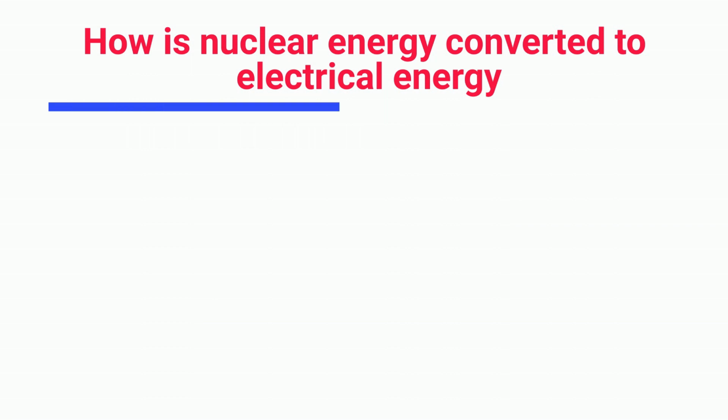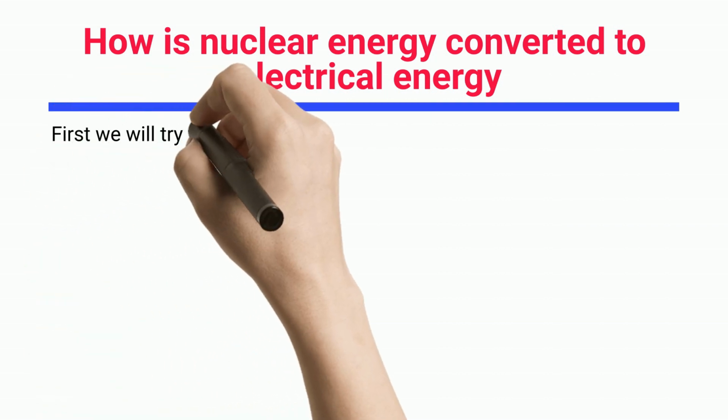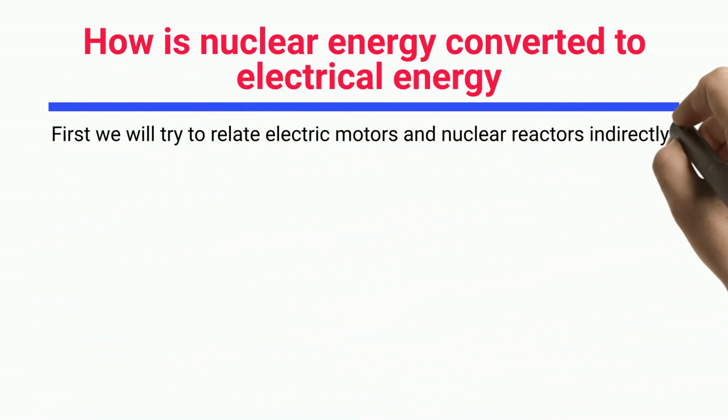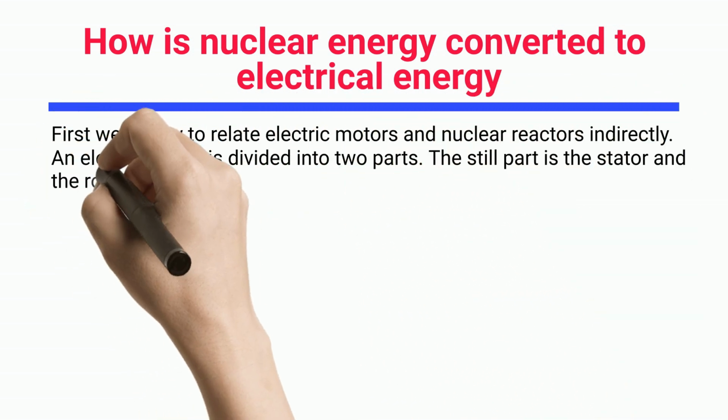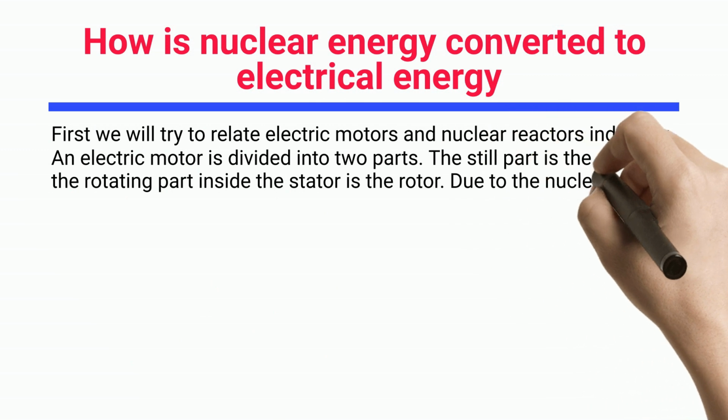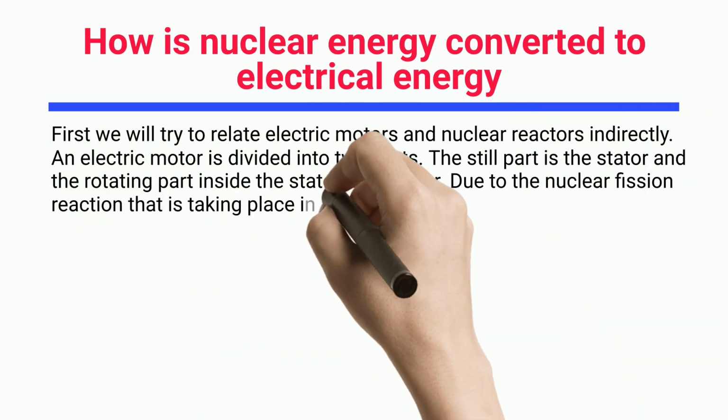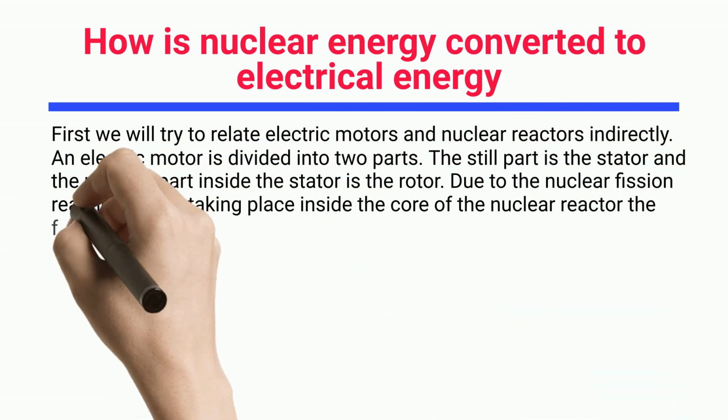How is nuclear energy converted to electrical energy? First, we will try to relate electric motors and nuclear reactors indirectly. An electric motor is divided into two parts. The still part is the stator and the rotating part inside the stator is the rotor.